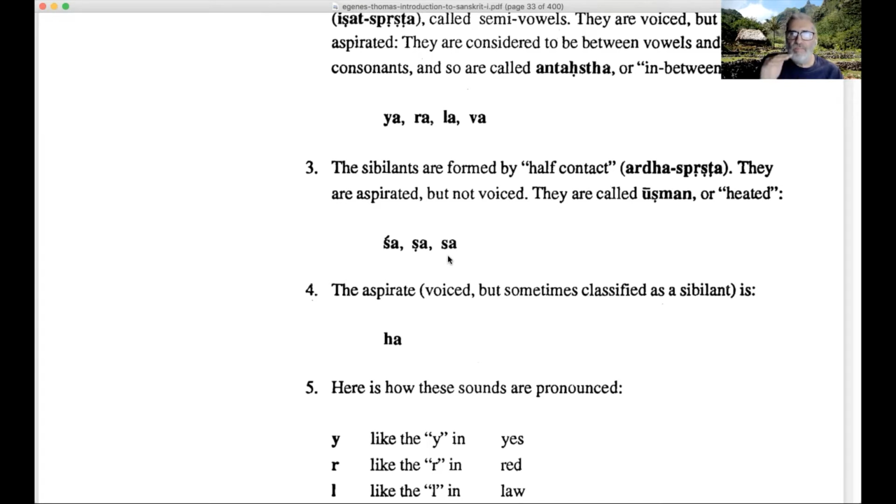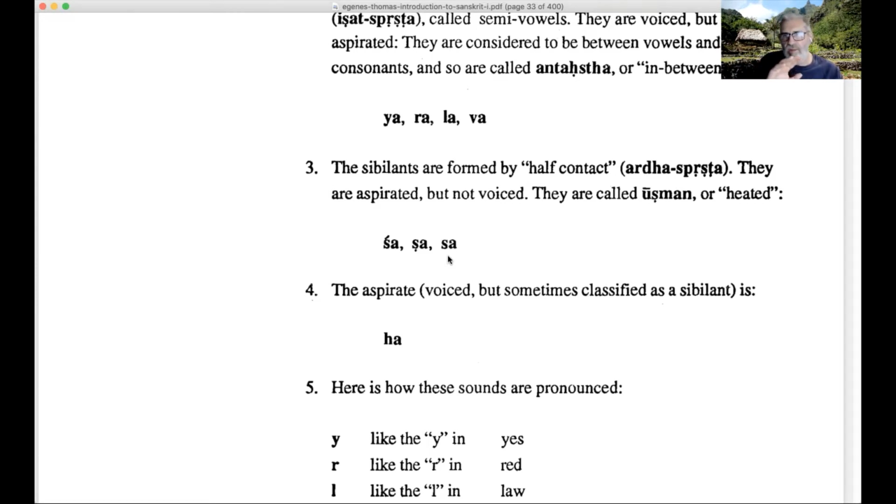So we have Shankara, Shanmukha, Saraswati. These are the three S's. So we have those three types of S's. And these are called half contact, ardasprishta. They're also called Ushman, or heated, right?